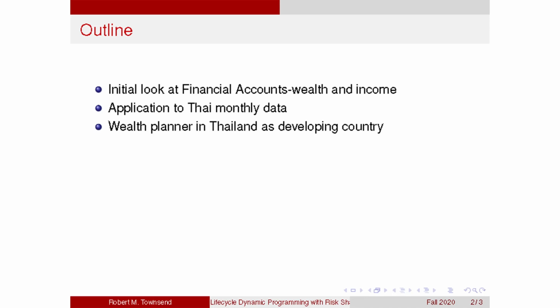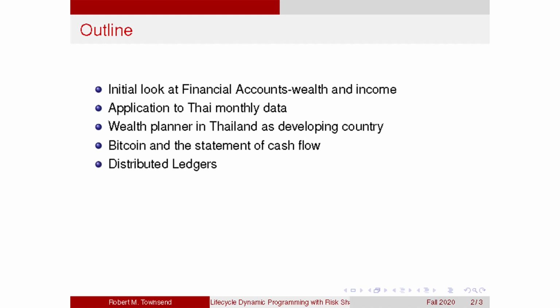Then we'll take a step back and add another account. I'll motivate that account by thinking about Bitcoin, as I promised in lecture 1, and link the ledgers of Bitcoin to the statement of cash flow, and hence back to the Thai villages. In particular, I'll talk about distributed ledgers, which is a big part of Bitcoin, the Bitcoin blockchain and distributed ledgers.